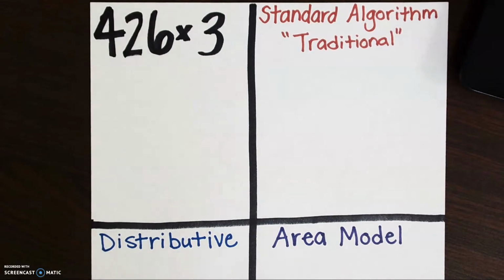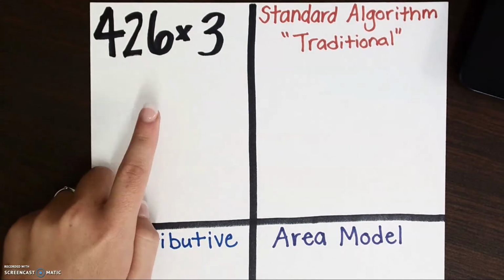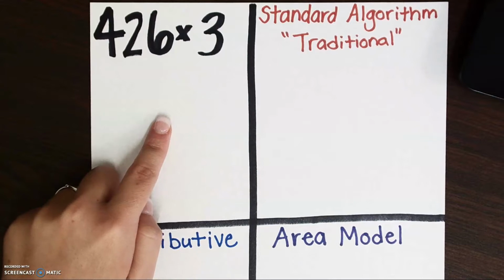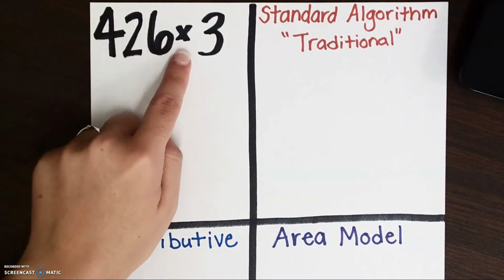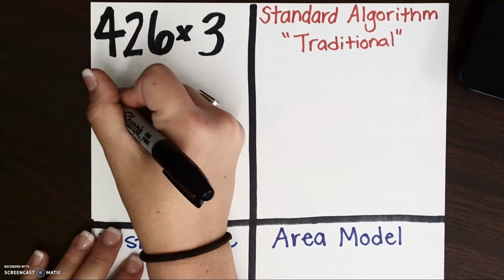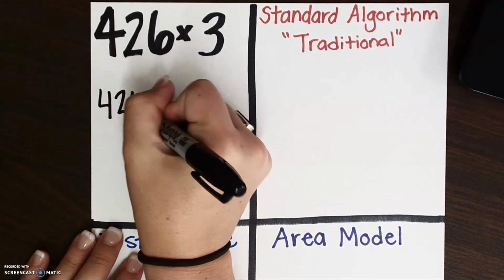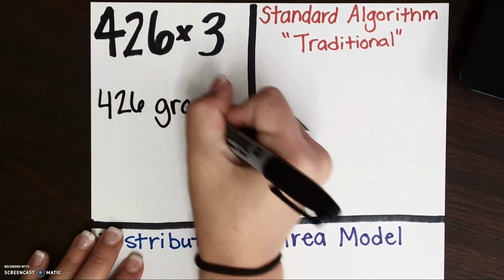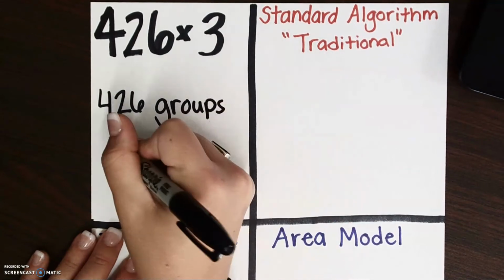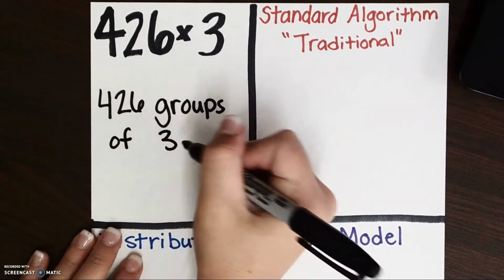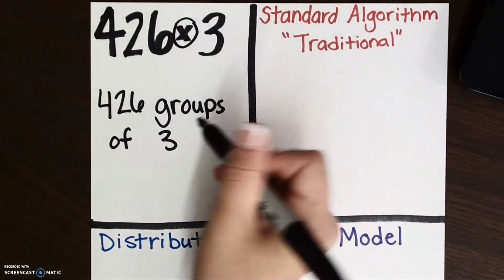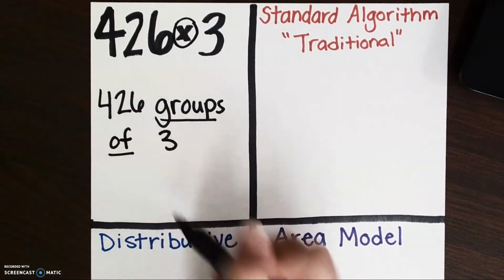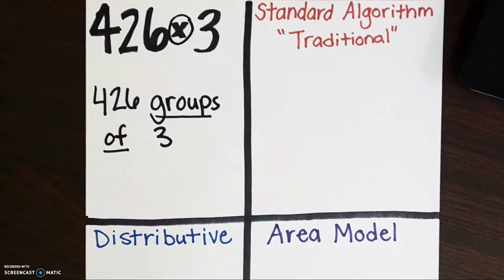using the 3 strategies. To begin, this box right here, we want to talk about how we can read this using our words. We know we can read it 426 times 3, but we can also read this 426 groups of 3. Just always remember this multiplication sign can mean groups of, okay? That's the important part there.